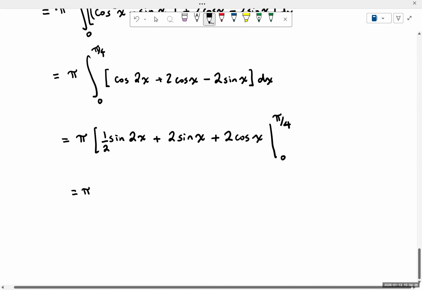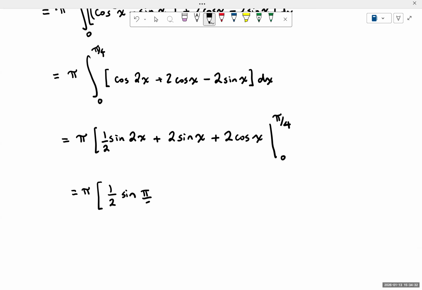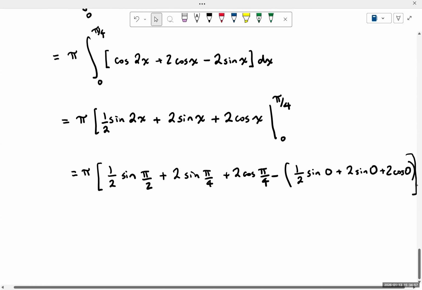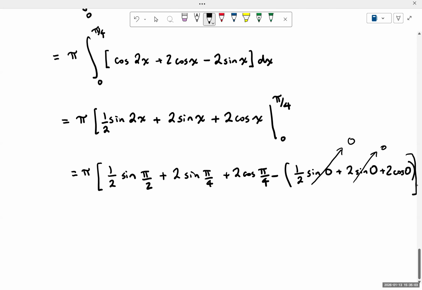So let's see here. I'm going to put these in. Sine of pi over 2 plus 2 sine pi over 4 plus 2 cosine pi over 4 minus, plus 2. So now why am I doing 0? Because cosine of 0 is 1. So I cannot forget it. Okay. So this guy is fine. Sine of 0 is 0. This guy is fine, but cosine of 0 is not 0. Cosine of 0 is 1.